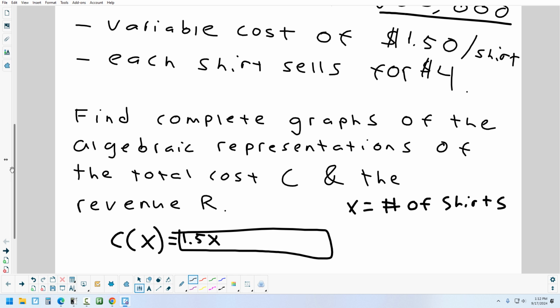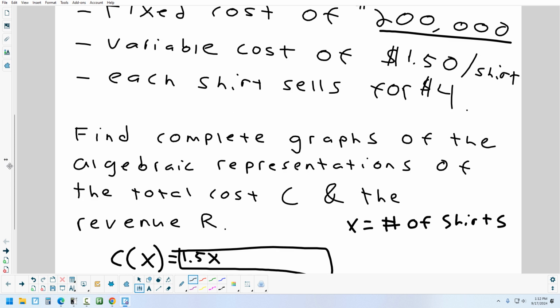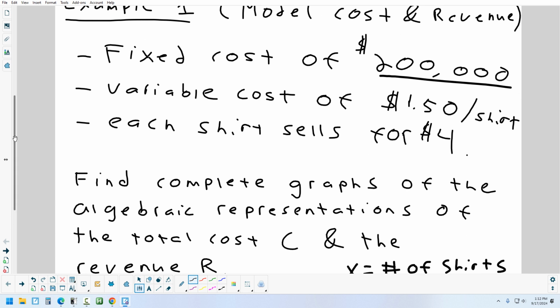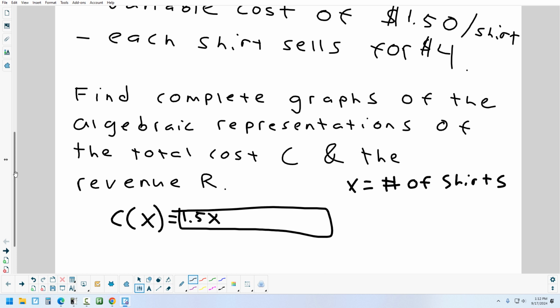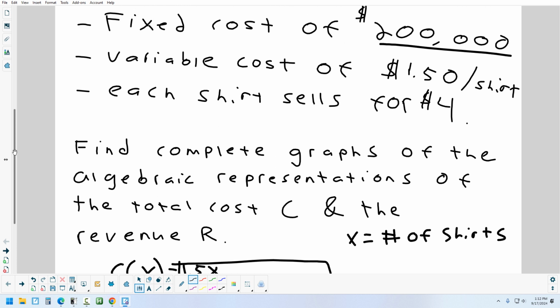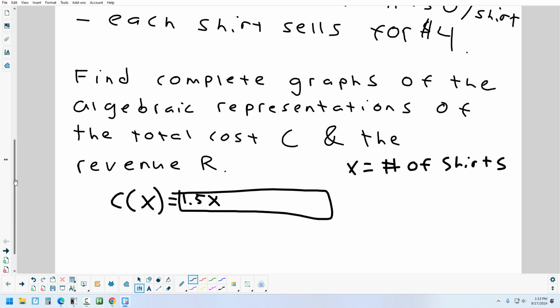What's the other cost we have to take into account? The rent, which is $200,000. Whatever the $200,000 is, like the rent for the building, you don't pay that per shirt. You just pay $200,000. That's it. So there's the money that the company spends. That's money that leaves the company.